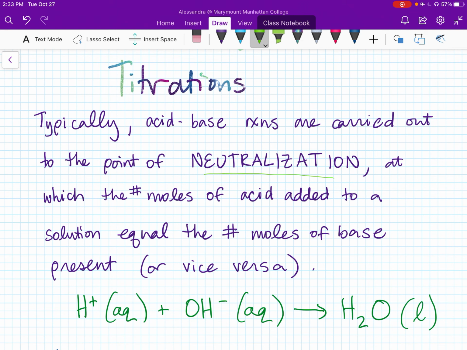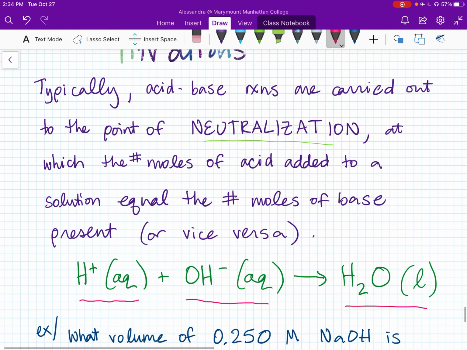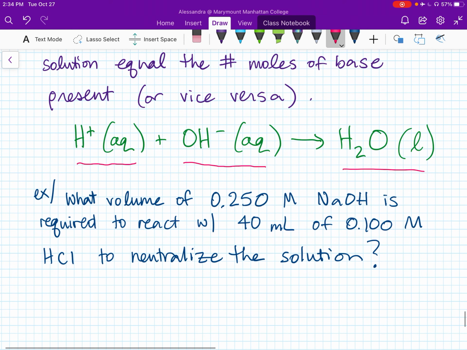So a way to express that using an equation is to say that we would add the perfect number of moles of H plus to exactly react with the number of moles of OH minus that we have and convert everything into water. Okay, this would be the point of neutralization. This reaction would be going to completion, so all we have is H2O. That would be the point of neutralization. This is called a titration. Okay, if we add just enough acid to neutralize all of the base, that is the perfect point of titration. So let's do some titration examples.